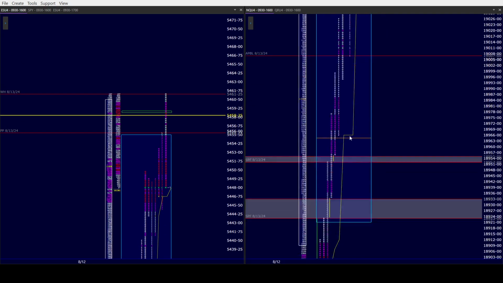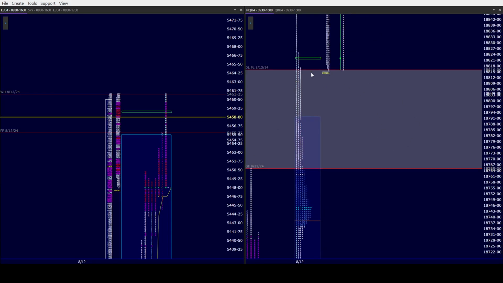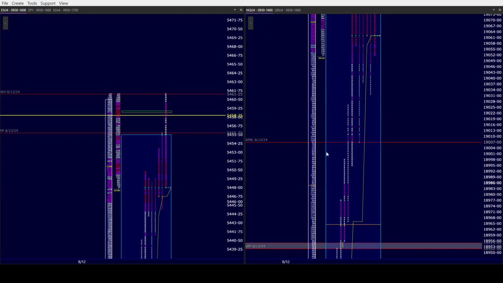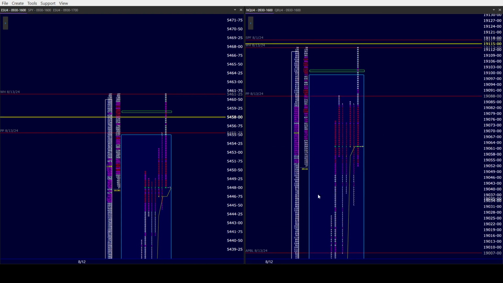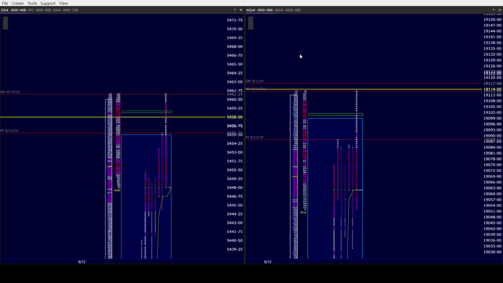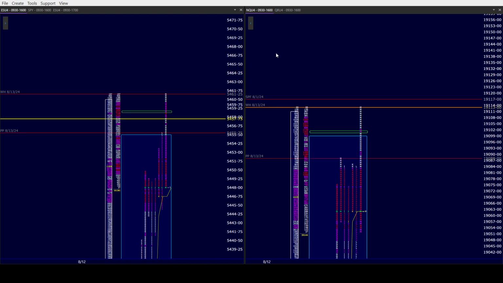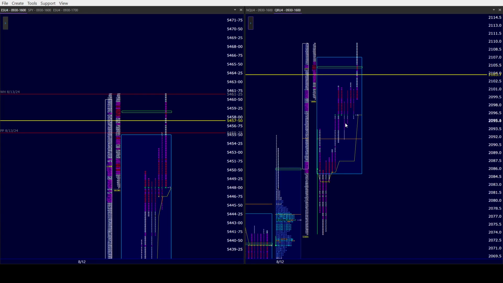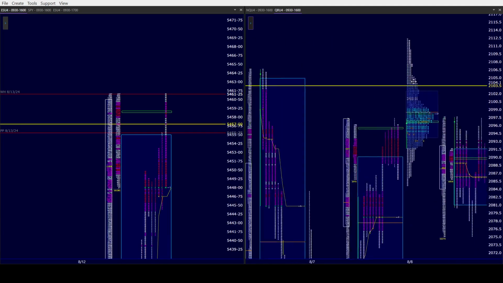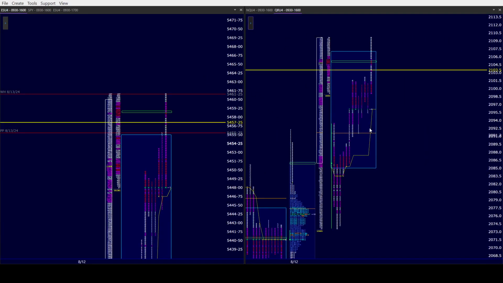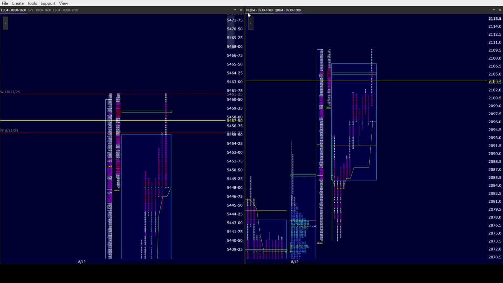NQ goes out with the gap. Two sets of single prints, double distribution day, a pullback in I, and a price probe. They took back one set of single prints from August 1st, got into a second. ES finally filled the gap, as did SPY. Righty, late in the day, comes out of balance on the daily to the upside. It takes out the balance high. They go out with an afternoon pullback in I and a price probe.